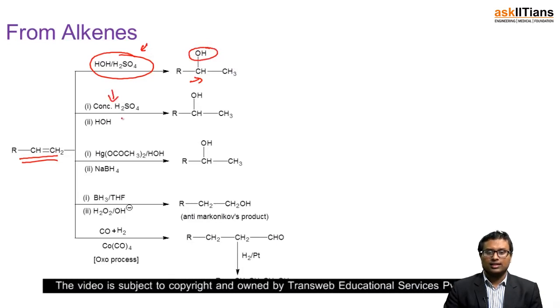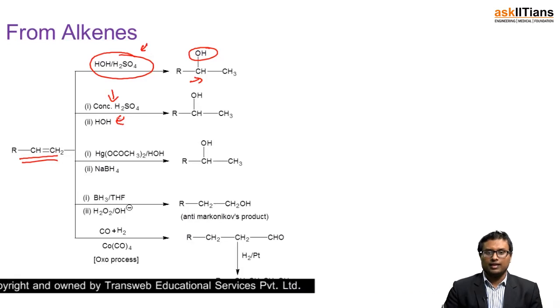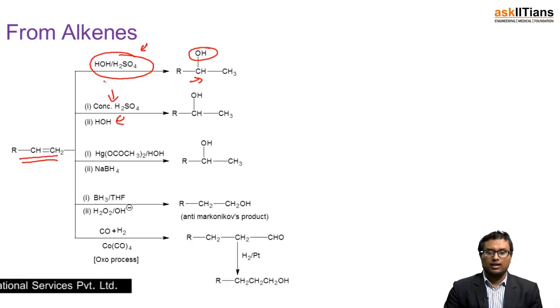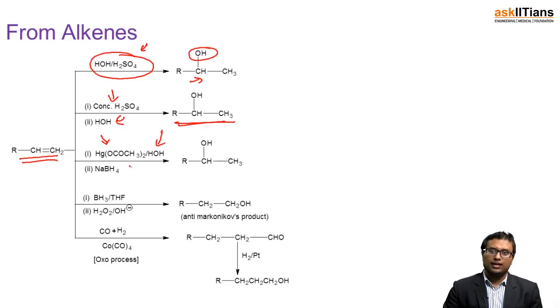You have concentrated H2SO4 and H2O. It is the same thing, but in the first step itself you are using concentrated H2SO4 and then you are hydrating it. Then also you will get a 2-degree alcohol. Not only that, if you use Hg(OCOCH3)2 and H2O, and then reduce it with sodium borohydride, then also you will get a 2-degree alcohol.